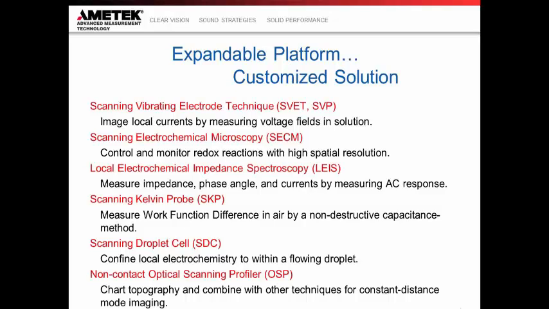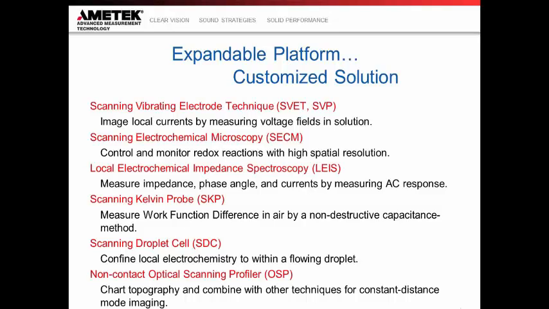So again, one of the big advantages of the VersaSCAN platform is once you have the VersaSCAN base in place, which includes the positioning system, the optical base, the computer, the installation and training, what we can do is just marry different types of measurement technologies on the front of this system and partner that with different Ametek manufactured measurement technologies to make different types of scanning experiments.